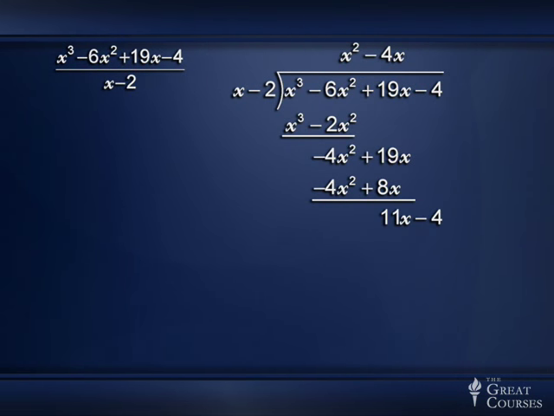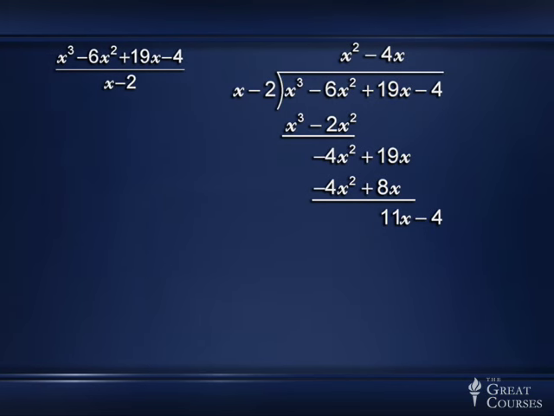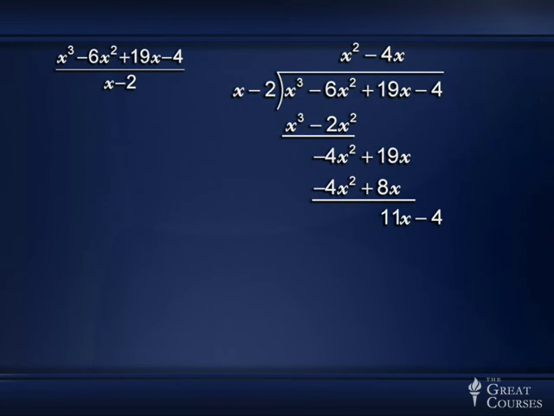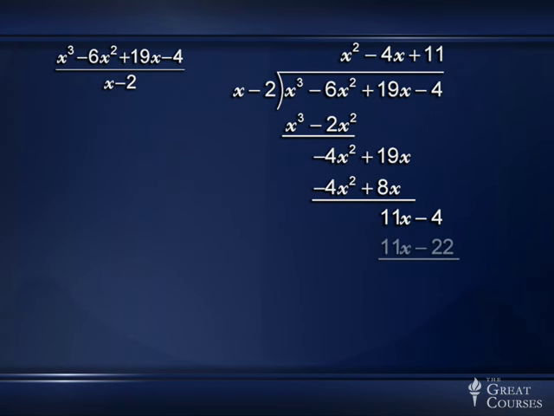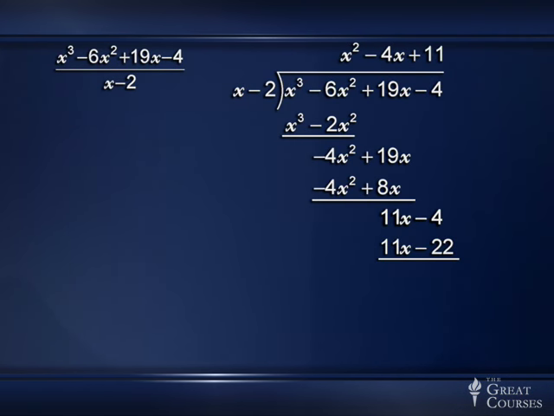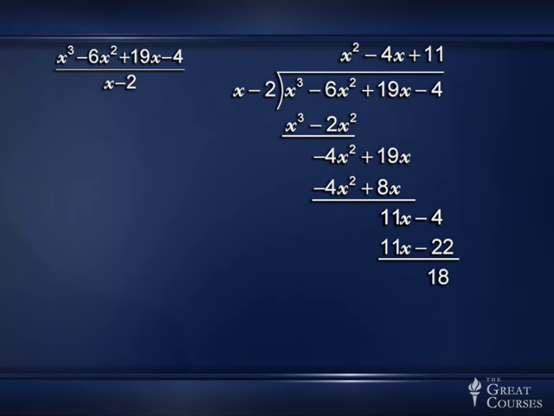And I need to ask myself, how does the x minus 2 go into 11x minus 4? More importantly, how many times does x go into 11x? And x goes into 11x 11 times. So I put a plus 11 on top, and I have to multiply that 11 times the x minus 2. When I do that, I get 11x minus 22, and I must subtract that. And again, I've got to be careful. That means I've got 11x minus 4 minus 11x plus 22 when I distribute that minus sign. And the 11x minus 11x is 0. Minus 4 plus 22 is a plus 18.